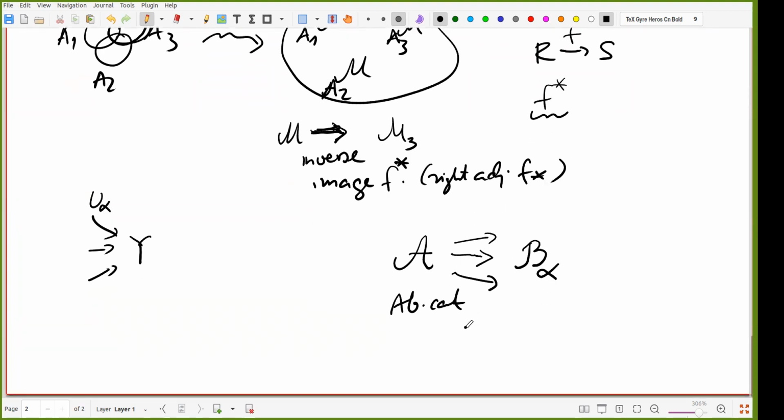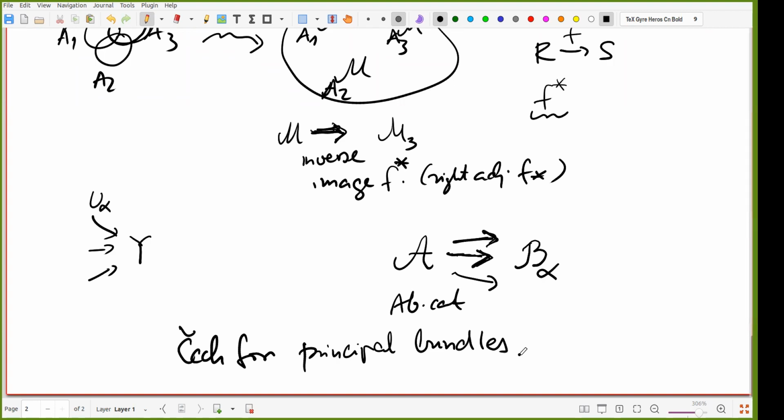This is in the anti-geometric sense. In the opposite sense, these inverse image functors look like maps of rings, and you want to glue this A from B alpha. This is a relatively standard thing, but I will have one more thing. I will have actions. I want to consider Čech for principal bundles, and then from these principal bundles, I can do associated bundles.